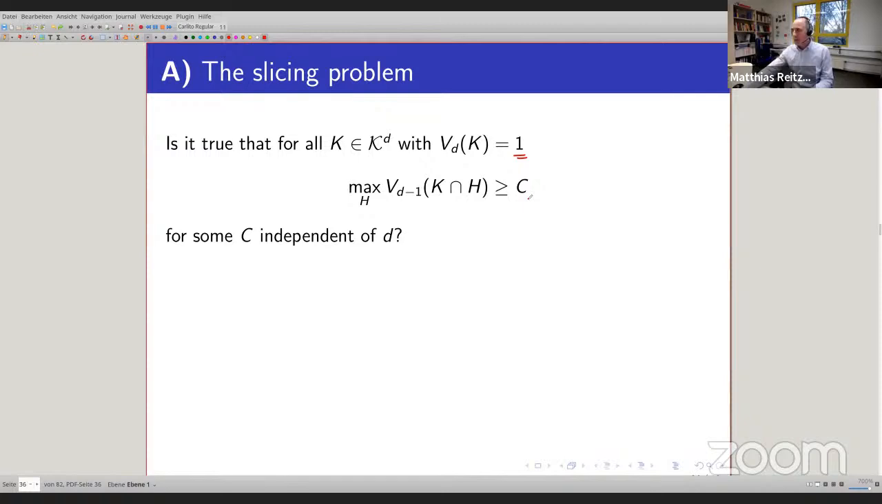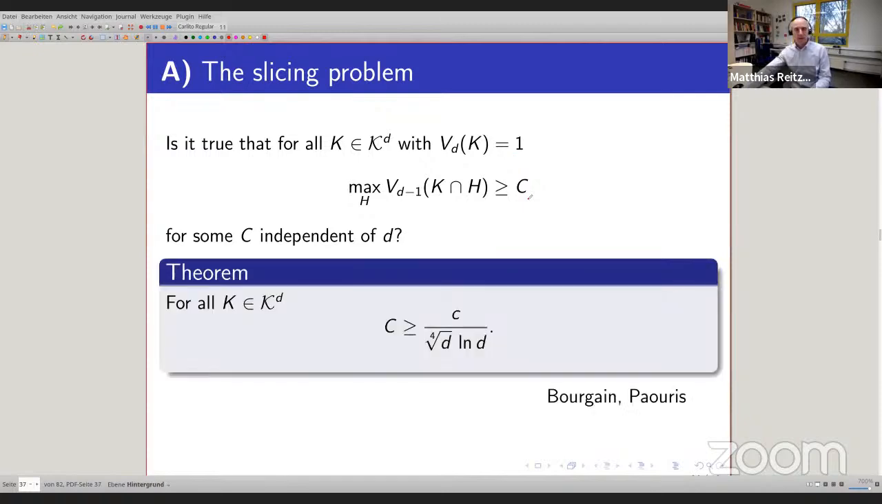This is a really well-known problem in geometric analysis, and there was a long-standing result by Bourgain and Paouris. They proved, first Bourgain for the symmetric case and Paouris for the non-symmetric or general case, that this constant C did not have a lower bound independent of the dimension, but they had a lower bound depending on the dimension, the fourth root of d times the logarithm of d. And then Klartag was able to remove the logarithmic term.